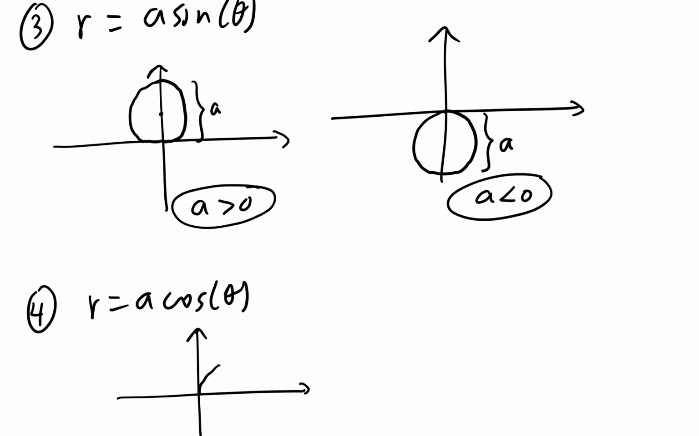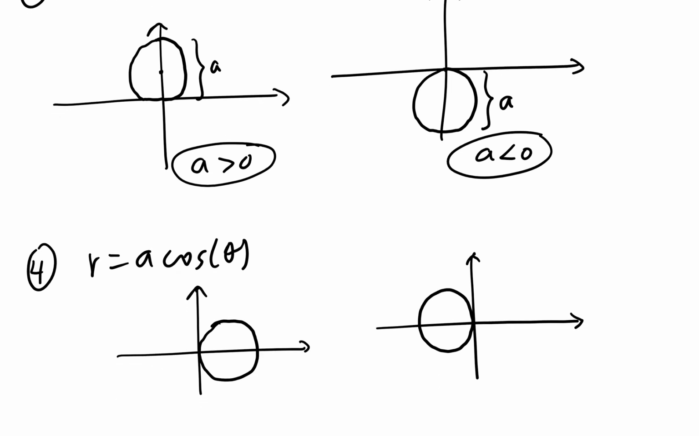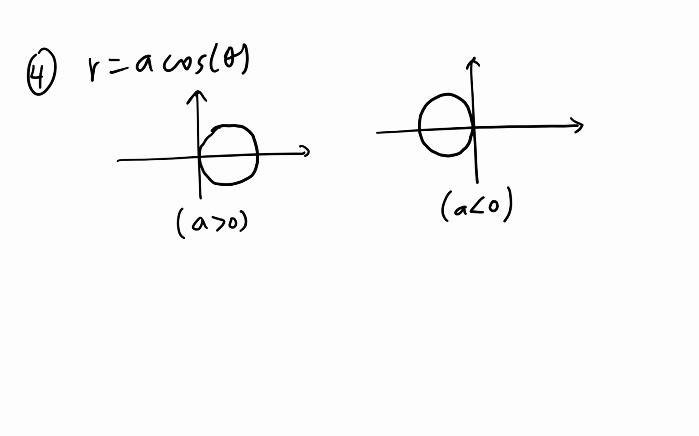If a is positive, it will be a circle in the right plane. If a is negative, it will be a circle in the left plane. So this is when a is positive, and this is when a is negative. All of this was covered in pre-calc. We're just reviewing this stuff.